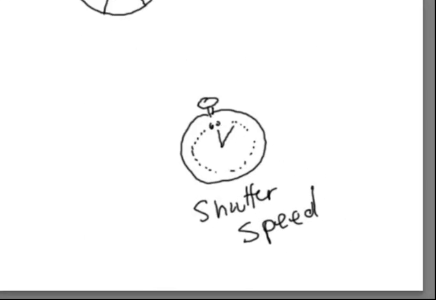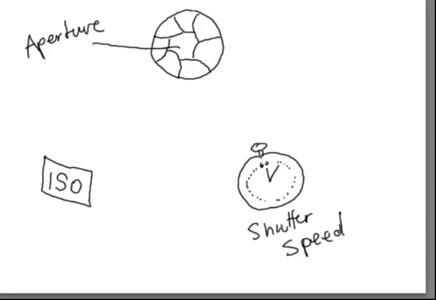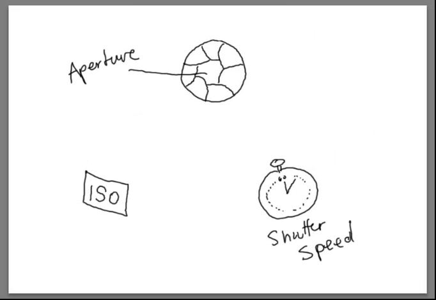And then we talked about shutter speed. Shutter speed is simply the length of time that your shutter is open, letting in more or less light. And lastly, we talked about your ISO. Your ISO is your camera's sensitivity to light. So when you make it more sensitive, you let in more light. And when you make it less sensitive, you let in less light.